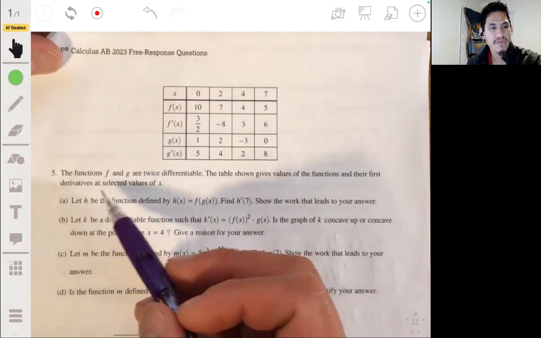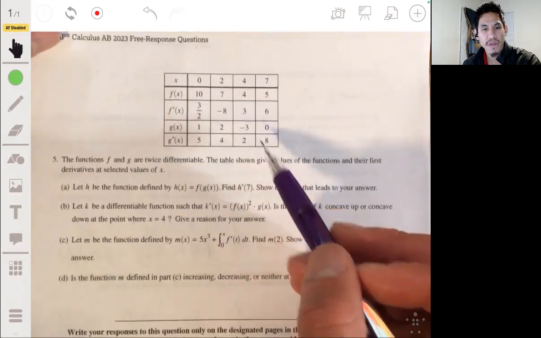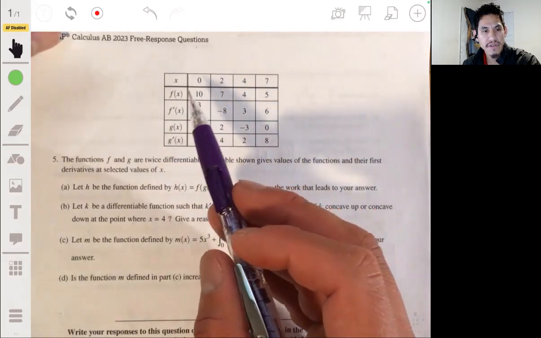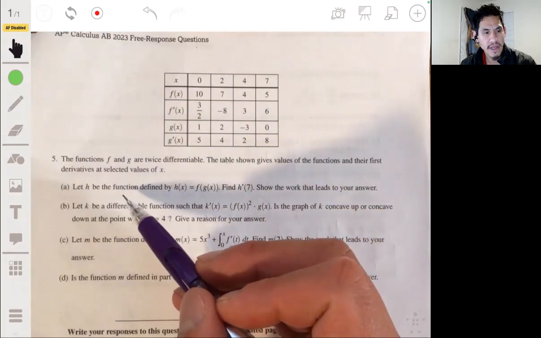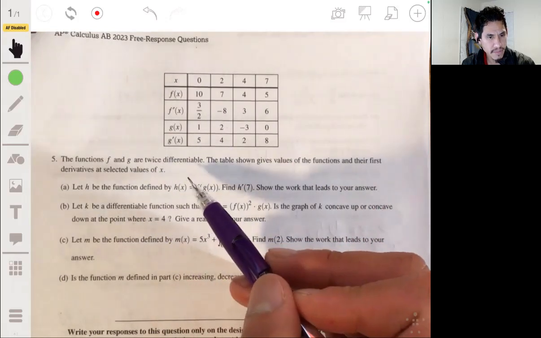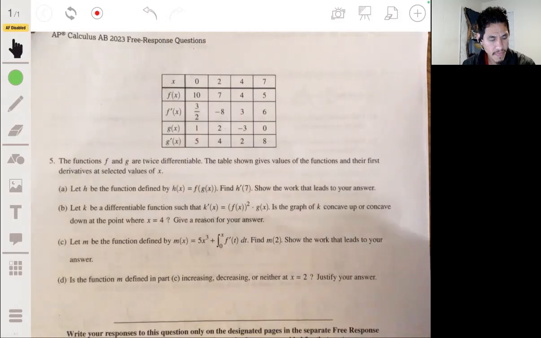All right, so problem 5, we got the functions f and g. We're told they're twice differentiable, and we have this table that shows values of these functions and their first derivatives for these values of x. Part A, let h be the function defined by f of g of x. Find h prime of 7.